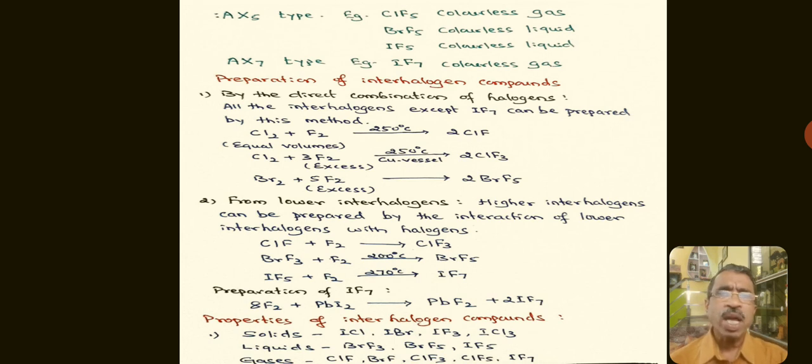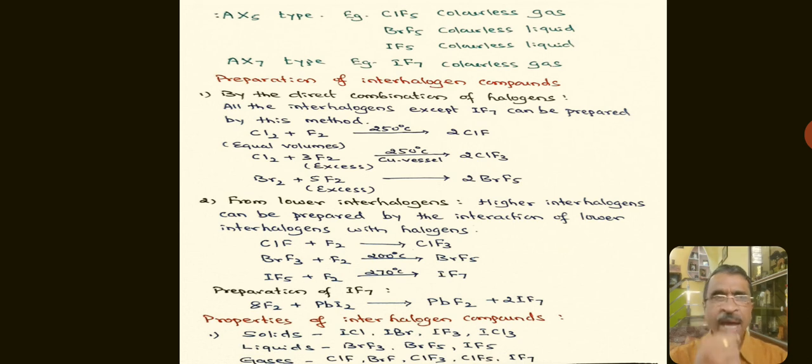Interhalogen compounds can also be prepared from lower interhalogens. For example, when chlorine fluoride is treated with fluorine, we get chlorine trifluoride. Bromine trifluoride, when heated with fluorine around 200 degrees centigrade, gives bromine pentafluoride. And similarly, iodine pentafluoride, when treated with fluorine around 270 degrees centigrade, gives iodine heptafluoride.